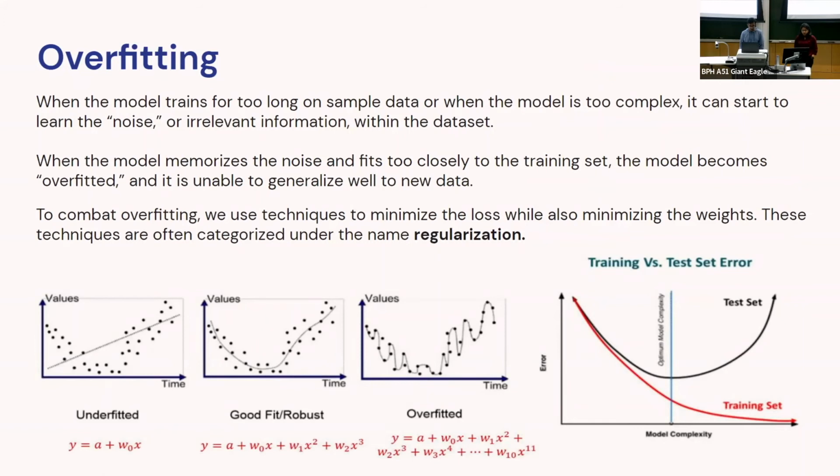Moving on to some of the most important topics here, which is overfitting. I'm pretty sure some of you might have heard of this already, but when the model trains for too long on sample data, or when the model is too complex, it can start to learn the noise in the data and end up having high variance, right? When the model memorizes the training points, that's when we encounter what is known as overfitting, because that doesn't allow the model to generalize to a test distribution that it has not encountered before. To combat overfitting, we use a set of techniques that minimize the loss while also constraining the weights, so that we don't let the weights go too large. These techniques are often categorized under the name regularization.